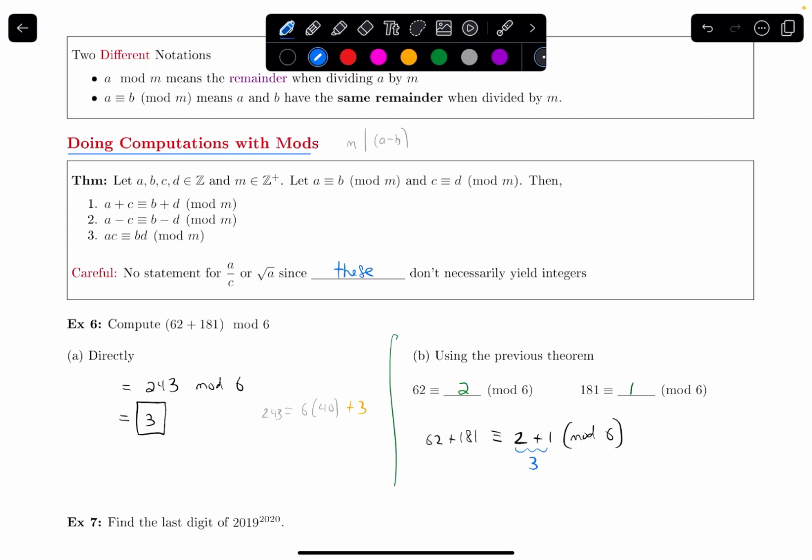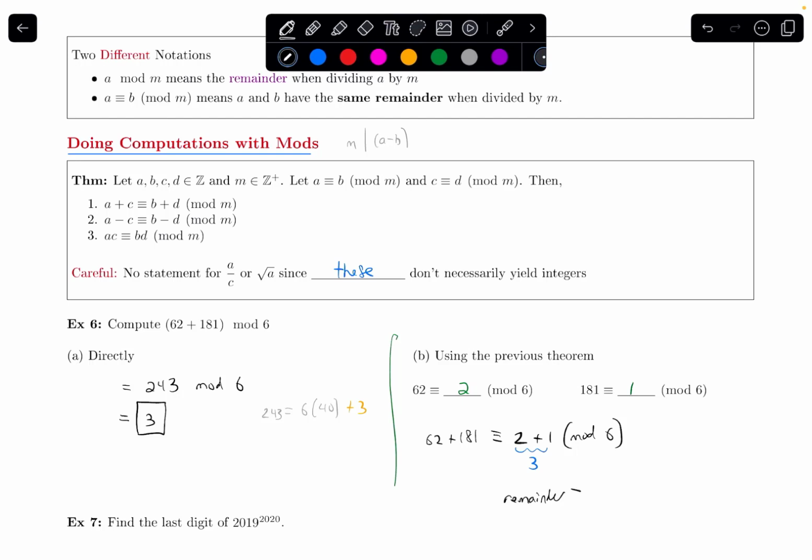In terms of the answer to my original question, when I write the mod like this, and there's no congruence symbol, that just means whatever this number is, and I divide it by 6, what's the remainder? So at this point, I know that the remainder is going to be the same thing as whatever 3's remainder is when I divide it by 6. But that's just 3.